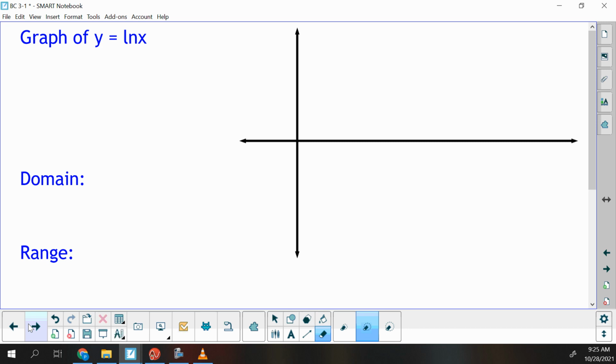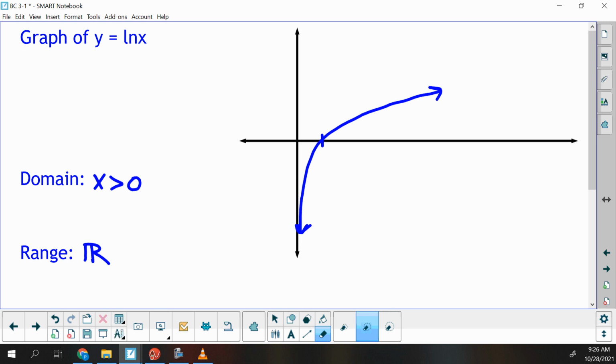Some key things about natural log of x. Any log function without shifts is going to go through (1, 0). So natural log of x ends up kind of looking like that. Our graph gets closer and closer to the y-axis but never hits it. Therefore our domain is x is greater than 0. And you saw last year that the inside of your log always had to be positive. Now our range, we go down forever and we go up forever, so our range is just all real numbers.